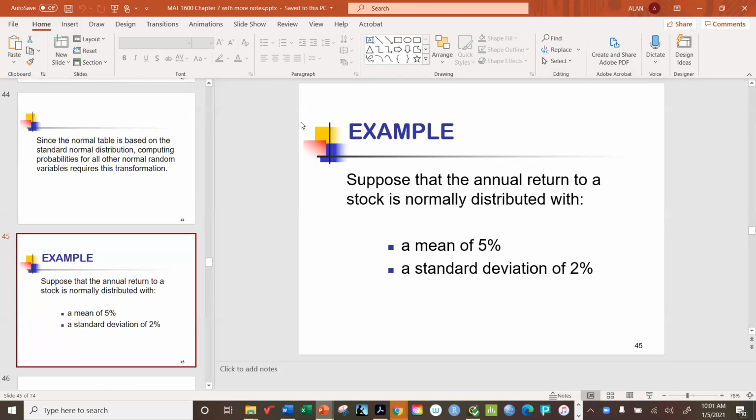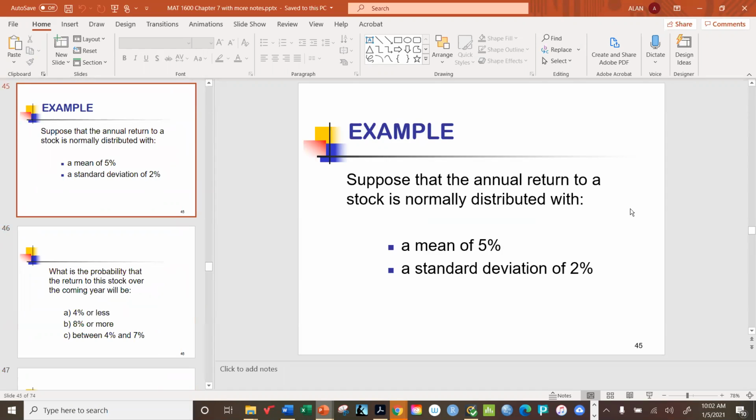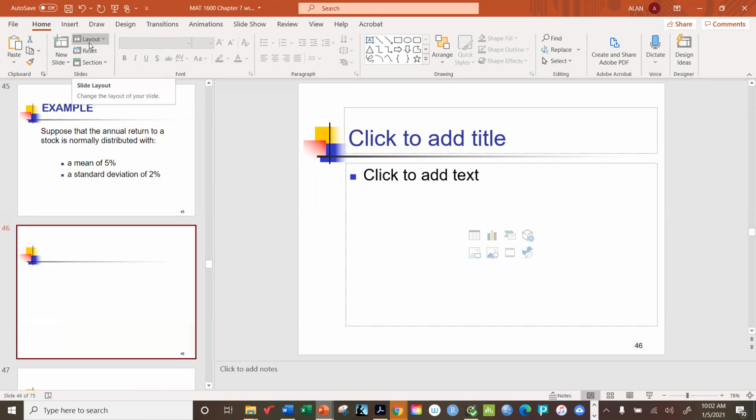Suppose that the annual return to a stock is normally distributed with a mean of 0.05 and a standard deviation of 0.02. All right, so we saw yesterday that we can actually calculate these probabilities using our normal tables, but first we have to make a conversion because while the stock's return is normal, it is not standard normal. Okay, so in other words, what we have here is, let's say X is the return to the stock.